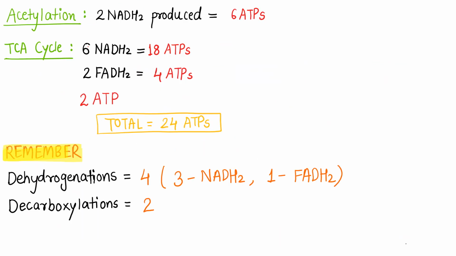Now here are some important points to remember which can be asked as questions in NEET exam. So first, in acetylation, 2 NADH2 are produced. So we know 1 NADH2 gives 3 ATPs. So 2 NADH2 will give 6 ATPs. So the net gain of ATPs in acetylation is 6 ATPs.